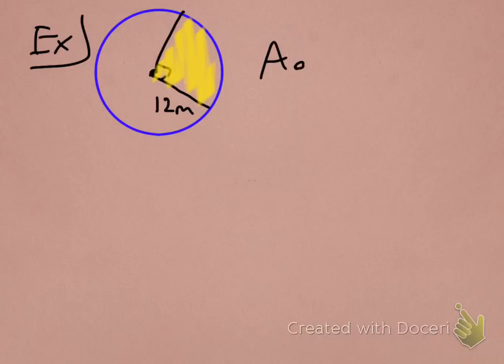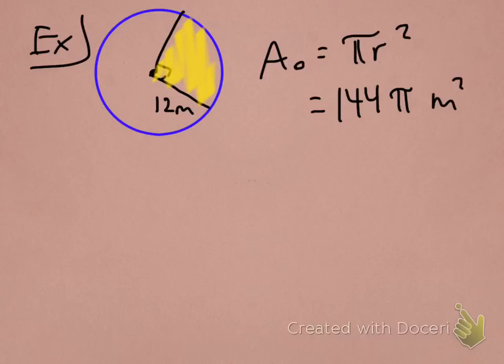So the area of the whole circle is pi r squared, and the radius is 12, so we get 12 squared, which is 144 pi square meters, right? So that's the whole area. Well, then what portion of the circle are we looking at? We're looking at a fourth of it, which a lot of you can see, common sense. But how do we get a fourth of it?